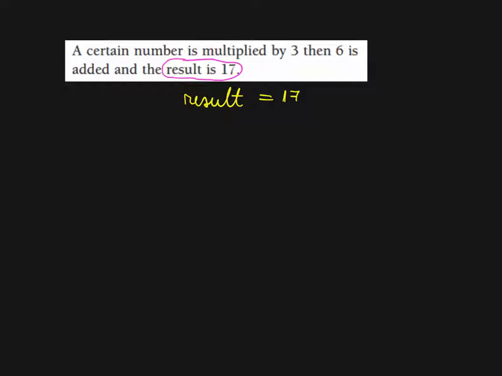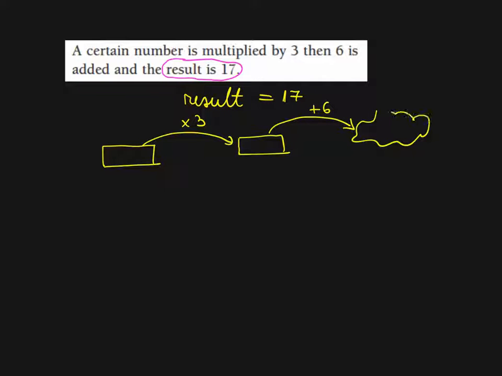How do I get my result? Let's read from the beginning. A certain number, which I don't know, is multiplied by 3. Then you get an answer, and then 6 is added to the answer. And you get the result. You know the result is 17.